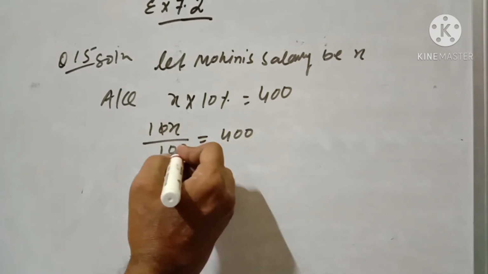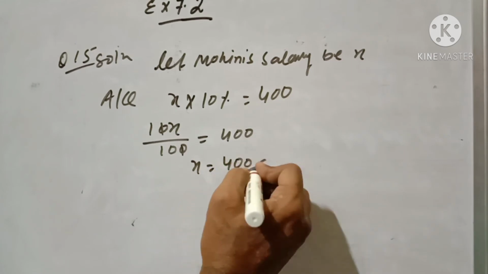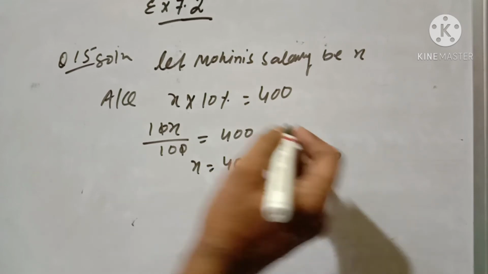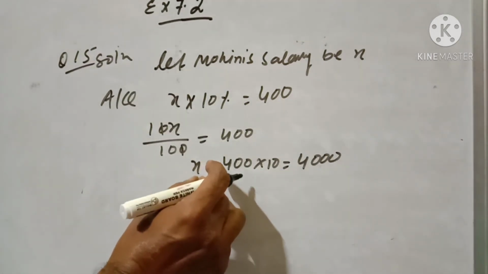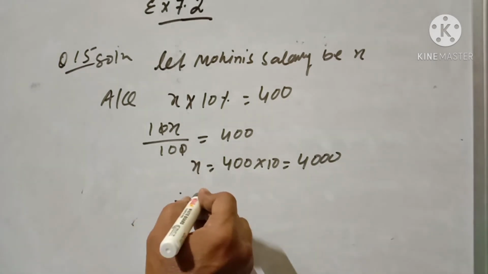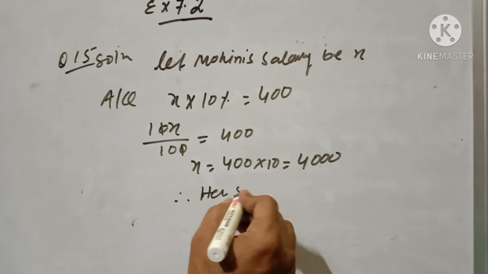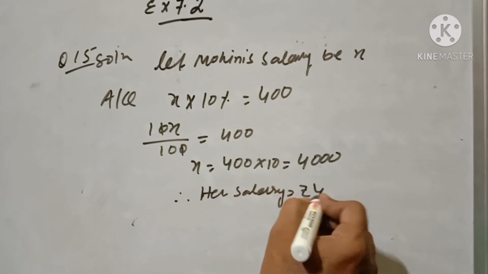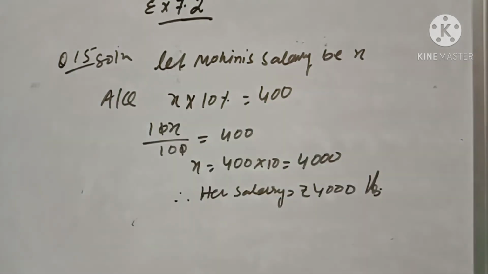So this 0 cancel. X equal to 400 into 10, that is 4000. Therefore, we have considered X as Mohini's salary. Therefore, her salary equal to rupees 4,000. Write down. This is your first part, means the sums I have solved.